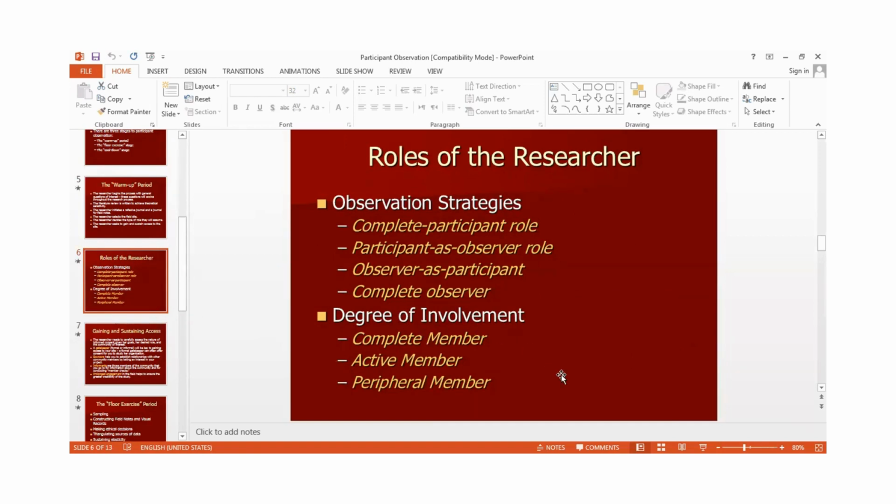The first observation strategy is the complete participant role. In this, the observer is a complete participant in the task. The second is where the researcher is both a participant and an observer; both roles are played. The third is an observer as participant, and at the fourth level, the observer is a complete observer. The degree of involvement may be complete member, active member, or peripheral member.